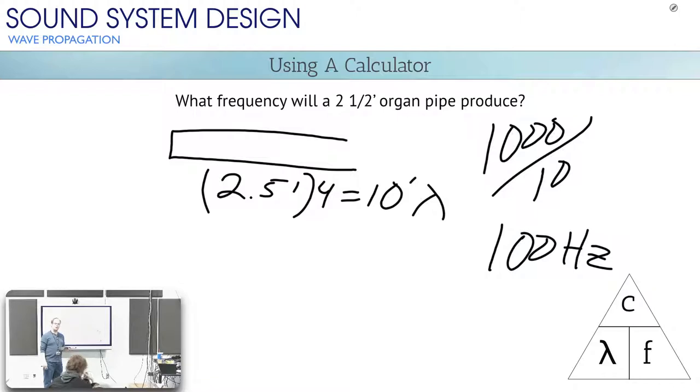Now you understand why organs have lots of different sizes of pipes. Because every time they make it a little bit longer, the lowest frequency drops down. Every time they make it a little bit shorter, the lowest frequency goes up. Okay, and that way they can make little teeny pipes to do really high frequencies and really long pipes to do really low frequencies.